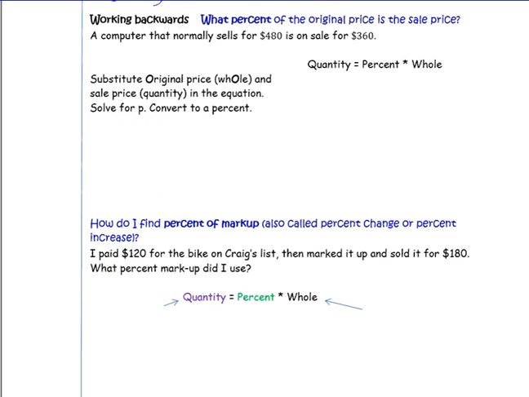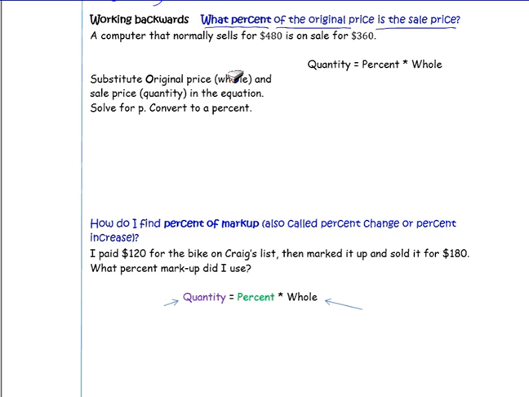Next, working backwards. What percent of the original price is the sale price? So remember that "is" is associated with the quantity, and "of" corresponds to the whole. So what percent of the original is the sale price? So you can use these to help figure out what is the quantity, what is the percent, and what is the whole. You're going to substitute the original price, which is the whole, and the sale price, which is the quantity, in the equation, and then solve for P.